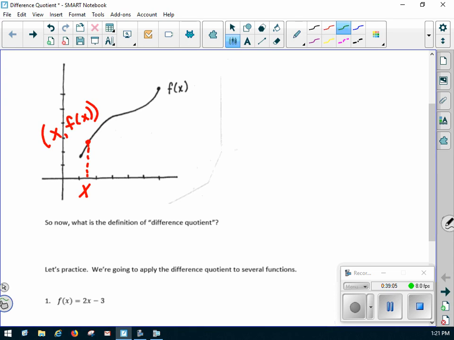Now, we are going to move to the right some distance. And that distance is going to be h. So I want you to do this. H. I don't care how far you make it. H. What is the x value right there? That's it, x plus h.